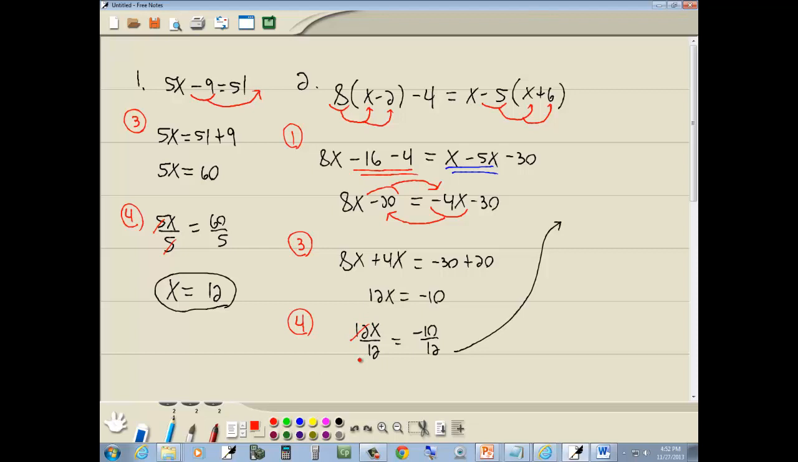We do that, these 12s cancel. And we get x is equal to, and we can simplify this fraction, 10 and 12 both divided by 2. So negative 10 divided by 2 is 5, and 12 divided by 2 is 6. So our answer is x equals negative 5/6.